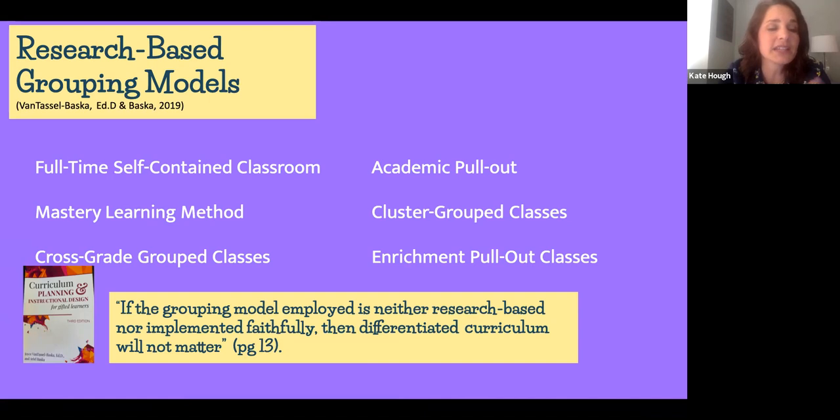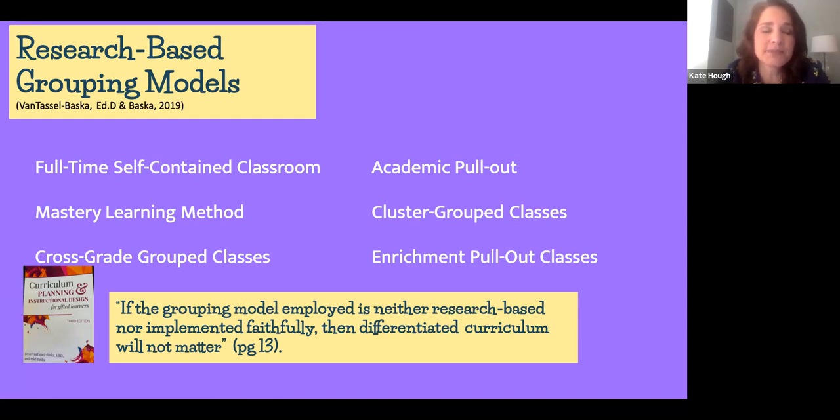So I think that it's really, as the title says, curriculum planning, instructional design. So full-time self-contained classroom that's pulling all of your gifted kids into really a school for the classroom all day. We see that, but it's not as common. Mastery learning method reminded me a little bit more of Montessori, where as kids progress through certain skills, they go on to the next.